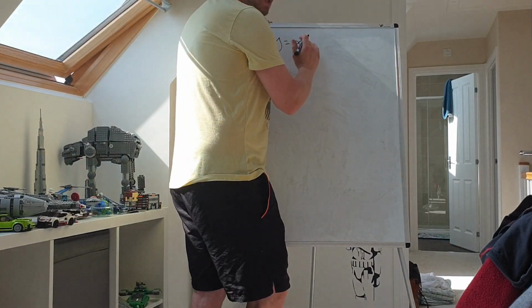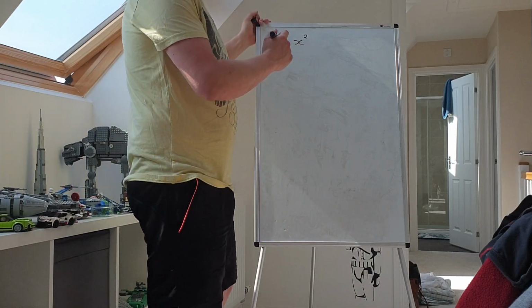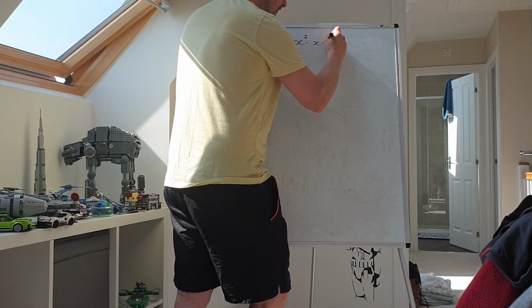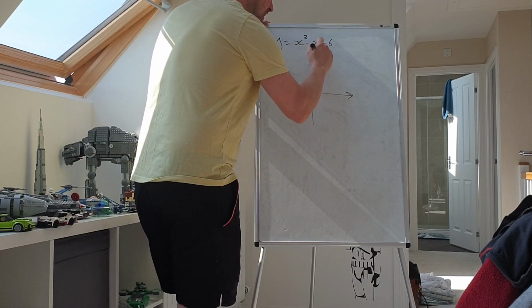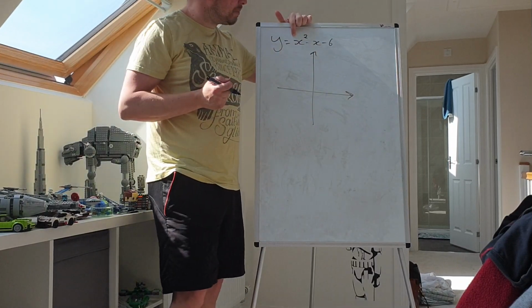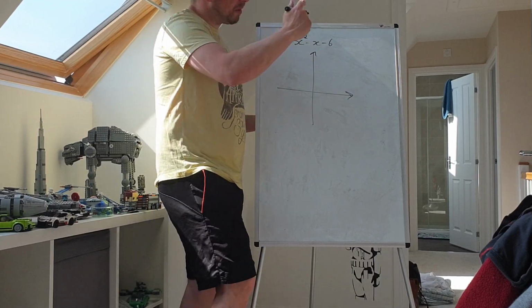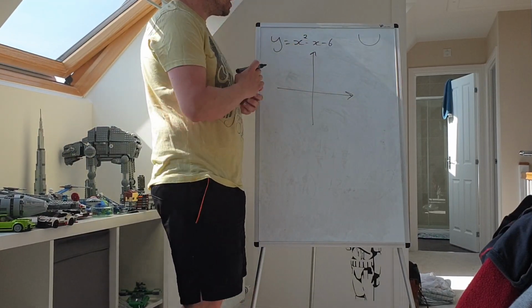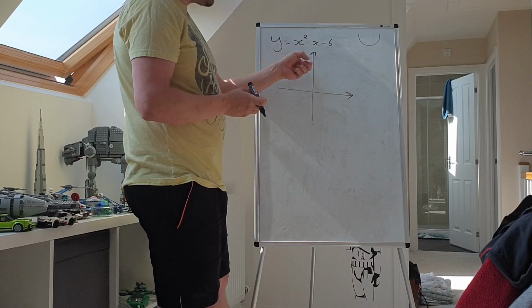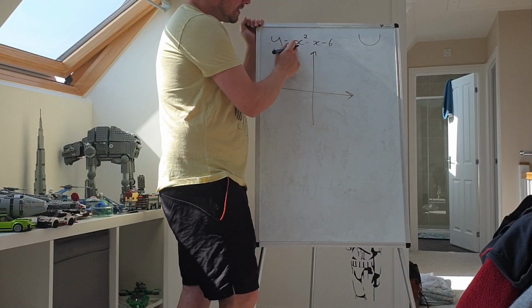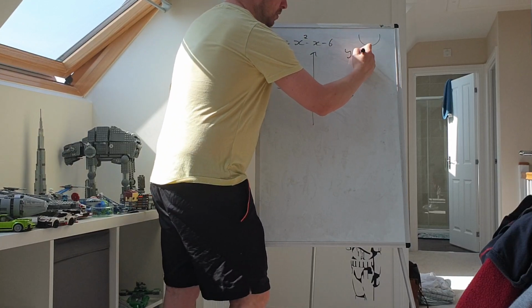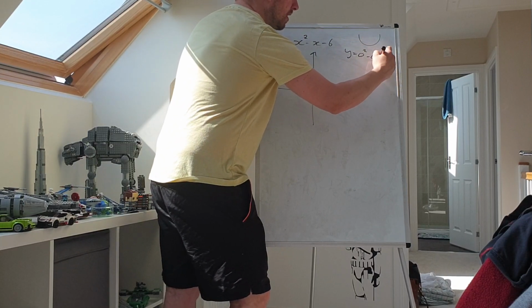So let's go for y equals x squared minus x minus 6. Okay, so the first thing we note is that it's a positive x squared, so we know it's going to be a smiley face, a positive parabola. I want to know where it goes through the y-axis. So we're going to let x equal 0. So y equals 0 squared minus 0 minus 6.